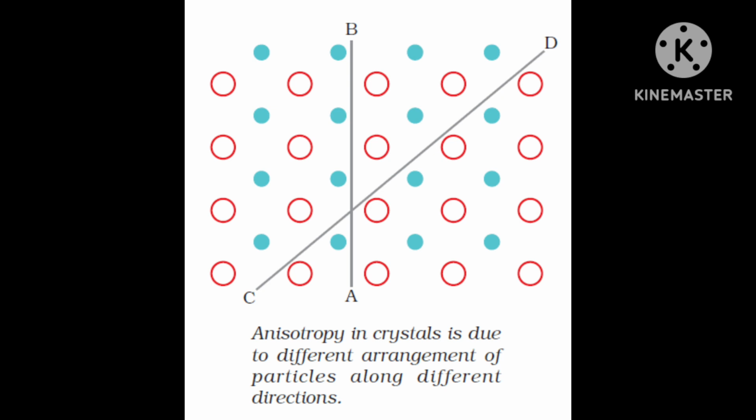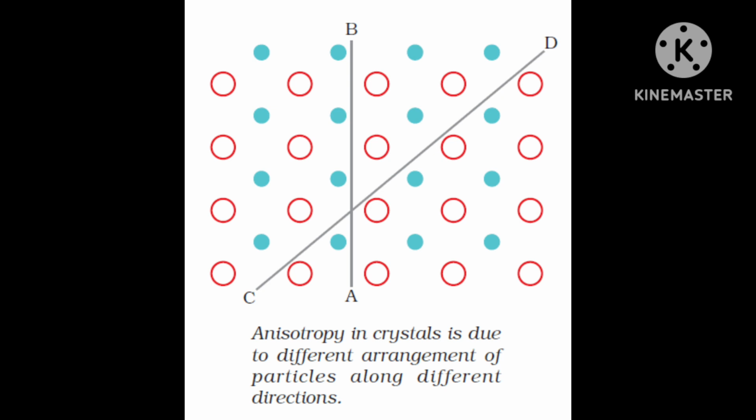Then three characteristics are there for the lattice. First is that each point in a lattice is called a lattice point or lattice site. Each point means atom, molecule, ions, whatever we are talking about. Each point in a lattice is called a lattice point or lattice site, because the structure is made from the atoms.